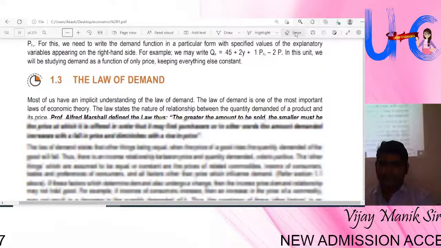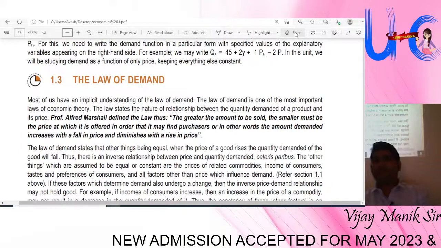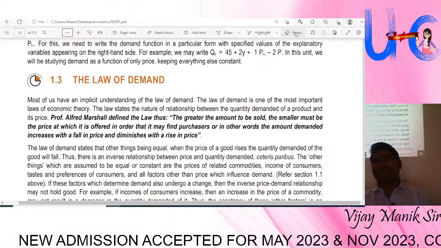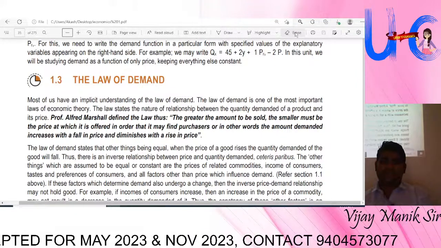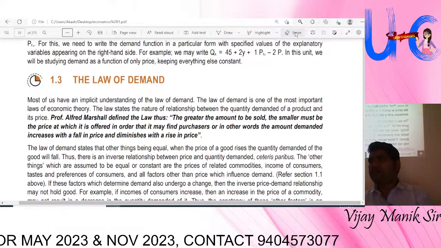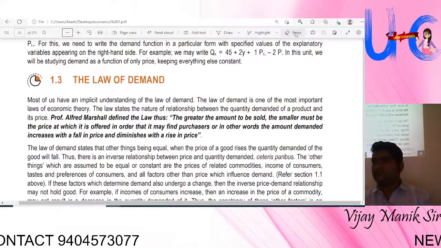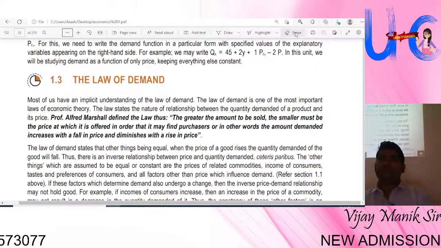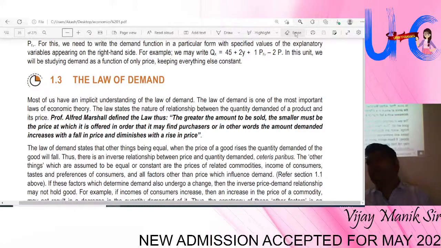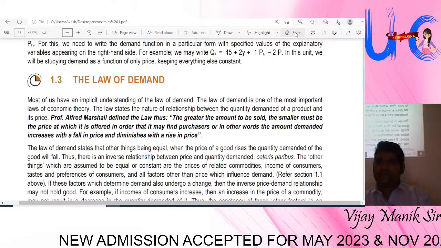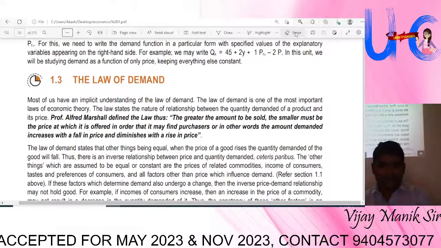The law of demand. Now Professor Alfred Marshall has come here. He will be there until the last chapter of the subject. Very simple law is there. What is the law of demand? When will demand be increased? Very simple question. If the price of the commodity is low, then demand will be high. So this is the simple rule of demand. It is also there in the definition, you can see.